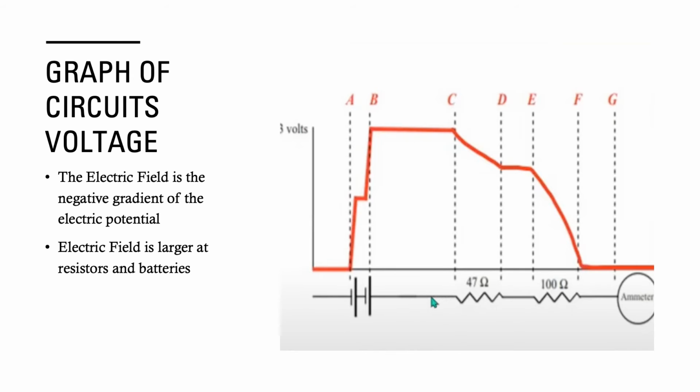Here is the graph of circuit voltage, where we can see the electric field, which is the negative gradient of the electrical potential, and the electric field is larger at resistors and batteries.